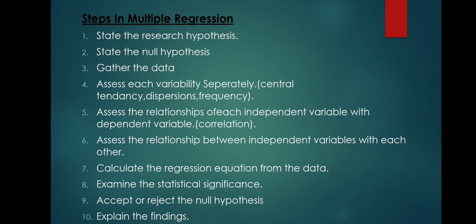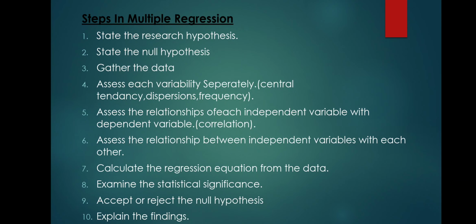Now we can move to the steps in multiple regression. First, state the research hypothesis. Next, state the null hypothesis. Next, gather the data. Availability of data is the next procedure. Next step is to assess each variable separately, that is central tendency, dispersion, frequency, etc.